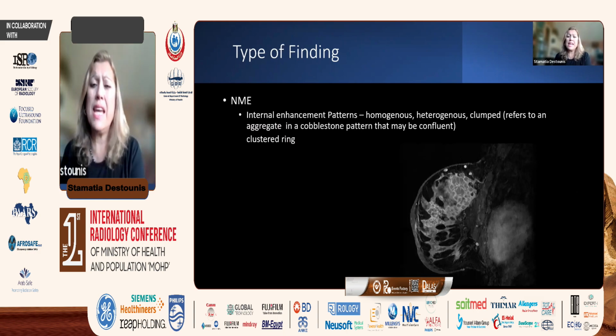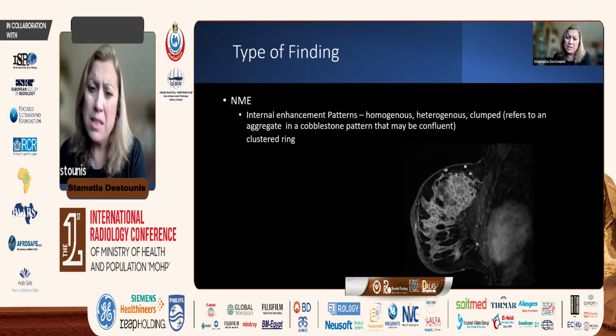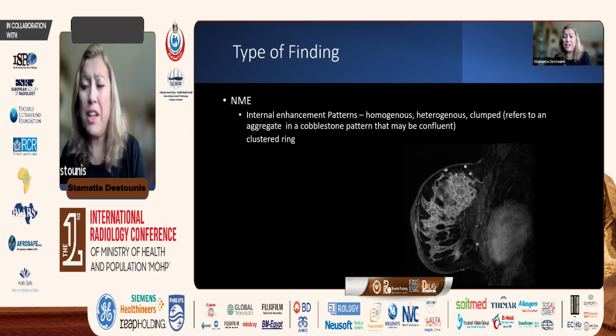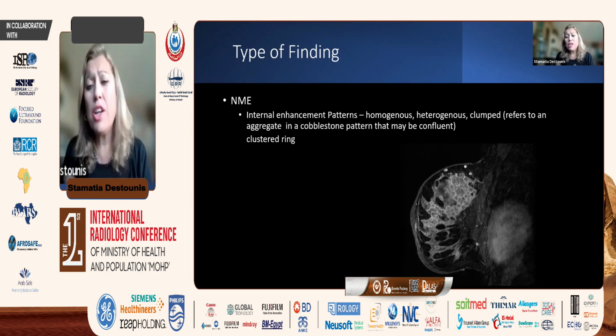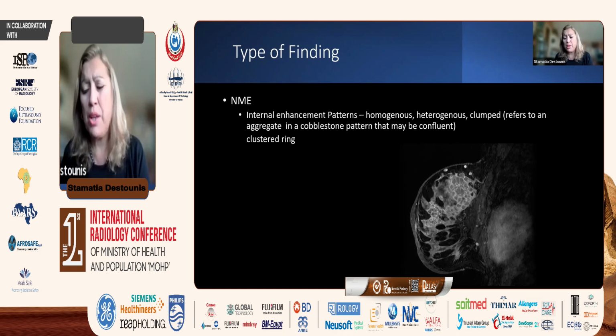The internal enhancement pattern of non-mass enhancement could be homogeneous, heterogeneous, it could be clumped. That really is an aggregate of multiple little foci in some kind of cobblestone pattern that could be confluent or not. Or it could be clustered ring, as the example I have below.